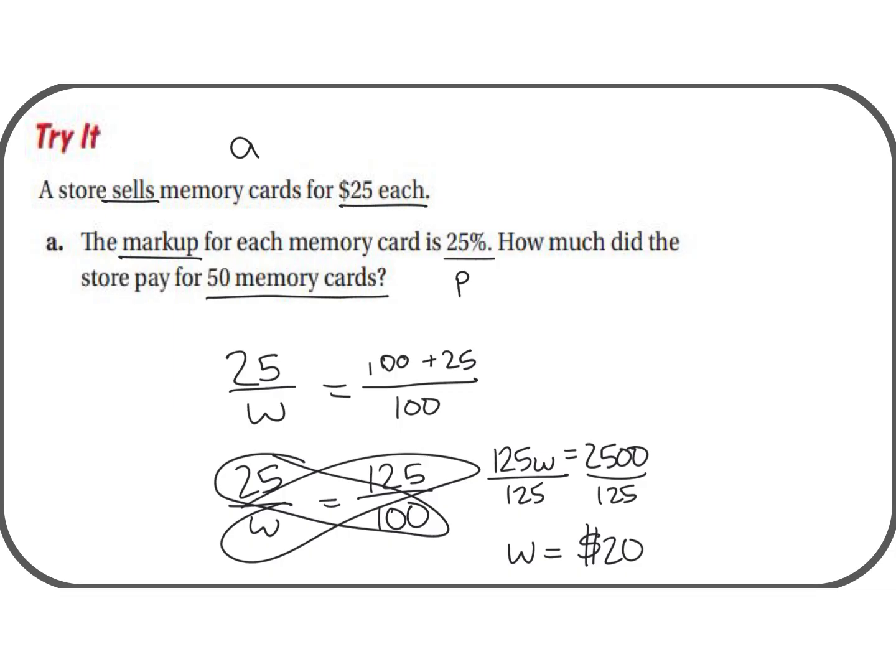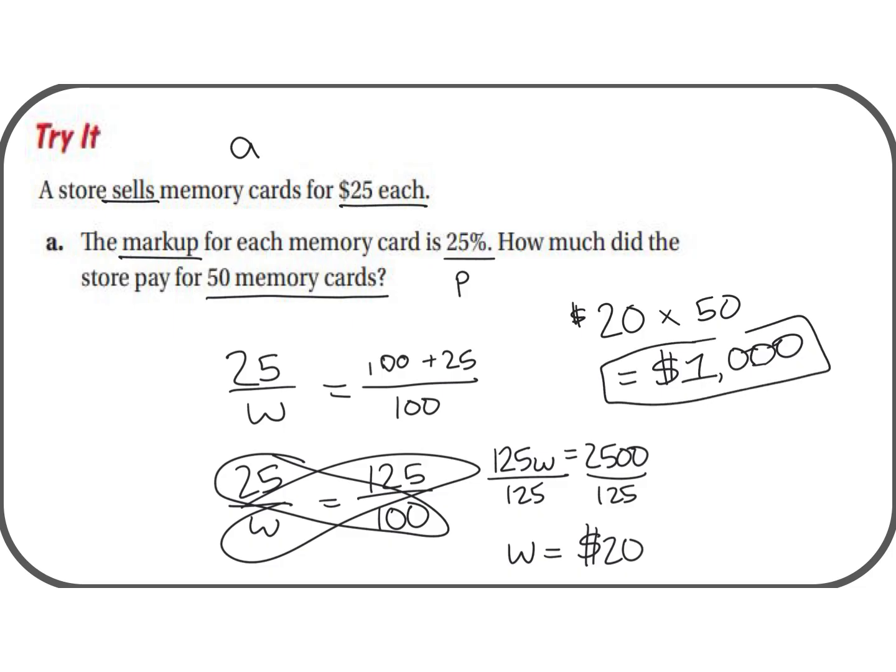The store paid 20 per card, so it cost 20 bucks a card, and they bought 50 memory cards. Then that means overall the store had to pay $1,000 for 50 memory cards.